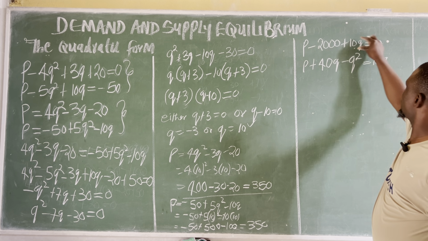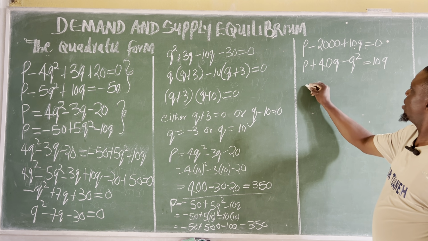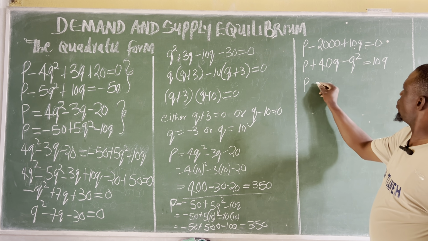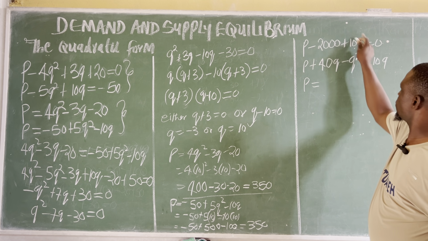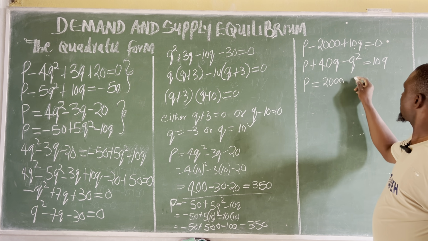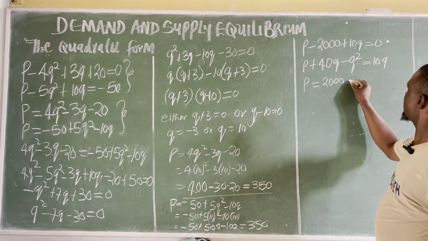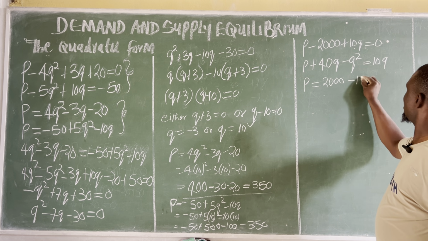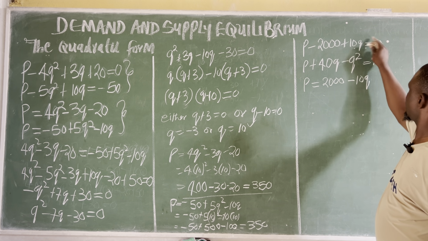And so if we rearrange this to make P the subject, P will be equal to, this will cross the equality sign to be 2000, right? And then this will be minus 10Q. That's what we have here.